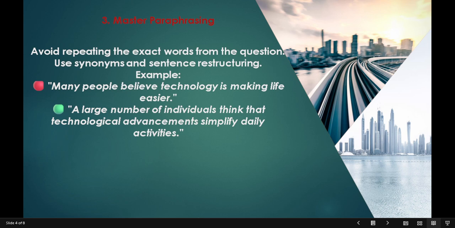They said a large number of individuals think that technological advancements simplify daily activities. Simplify daily activities. It is saying the same thing. So the idea of paraphrasing is not changing the entire context of the question. It is not changing the message of the question. Rather, it is simplifying, or rather elaborating more on what the question is saying.